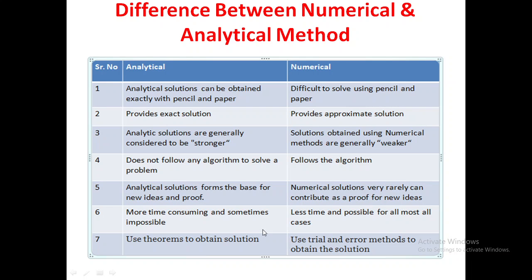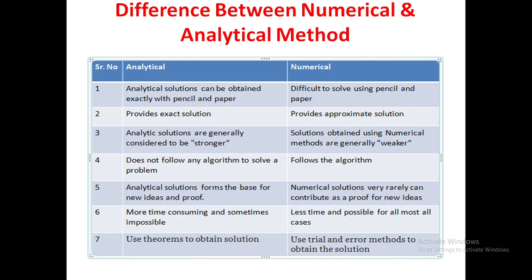Next, what is exactly the difference between the numerical and analytical method? In the analytical method, the solution can be obtained exactly with pencil and paper, meaning we can find that answer exactly with the help of pencil and paper. But in the numerical method, it is difficult to solve using pencil and paper. You have to do a number of calculations. The second difference is that the analytical method provides an exact solution, but the numerical method gives an approximate solution, not the exact solution. Near about that value, you will get the answer.